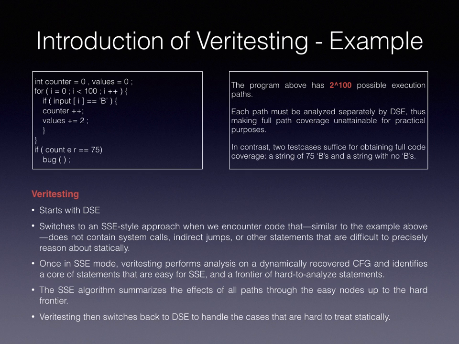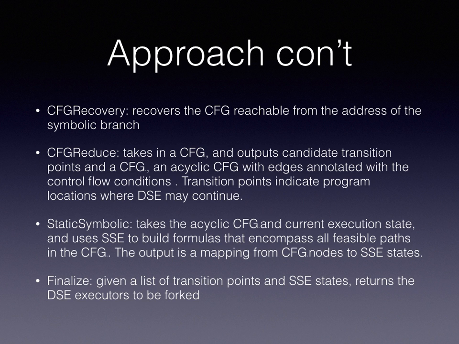Then I'm going to talk about the approach of veritesting. Basically, it contains four steps. The first one is CFG recovery. It recovers the CFG reachable from the address of the symbolic branch. The second one is CFG reduction. It takes in a CFG and outputs candidate transition points and a new, acyclic CFG with edges annotated with the control flow conditions. Transition points indicate program locations where DSE may continue.